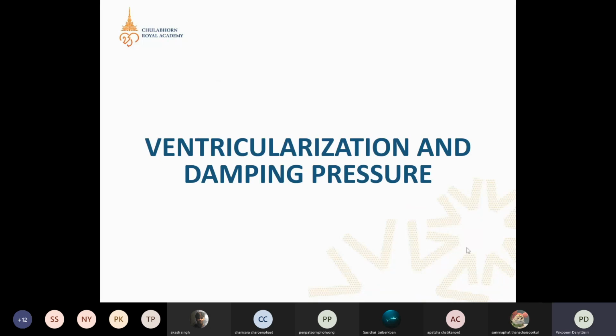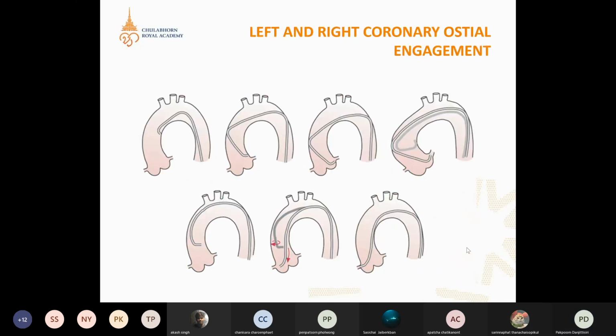Almost done. Okay, the last part is about ventricularization and damping pressure. We are going to get through this briefly, about the changing pressure that can happen anytime during catheterization. Let's say the doctor is trying to engage the ostium of the coronary artery.